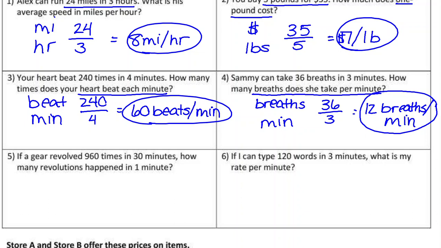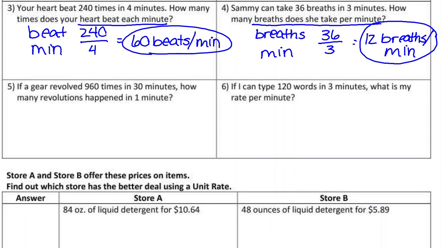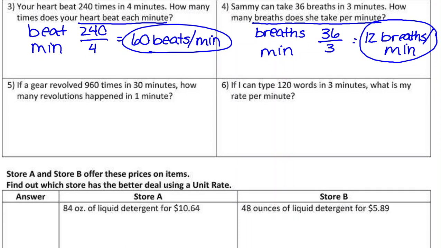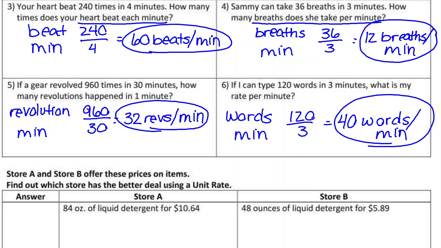So go ahead and solve number 5 and number 6. And then here are your answers for 5 and 6. Again, I asked for revolutions in a minute, so I did revolutions divided by minutes. And this one, it wanted my rate per minute, so the rate was the words per minute. So I divided words divided by minutes, and I got 40 words per minute.